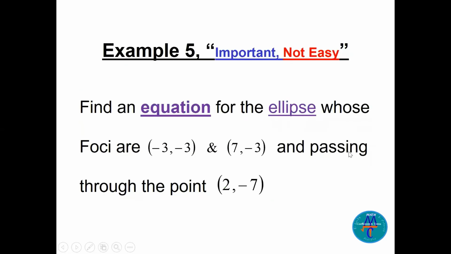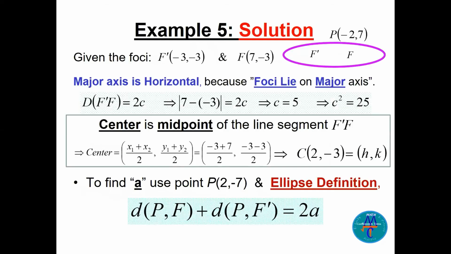Example 5 is not easy, but important. Find an equation of the ellipse whose foci are minus 3, minus 3 and 7, minus 3, and passing through the point 2, minus 7. So what information do we have on this ellipse? We have the foci, minus 3, minus 3, and 7, minus 3.